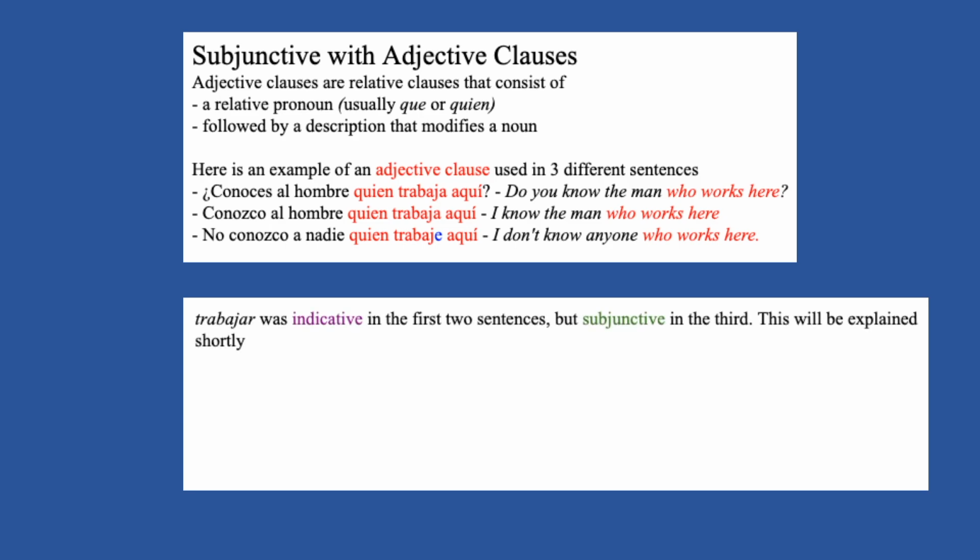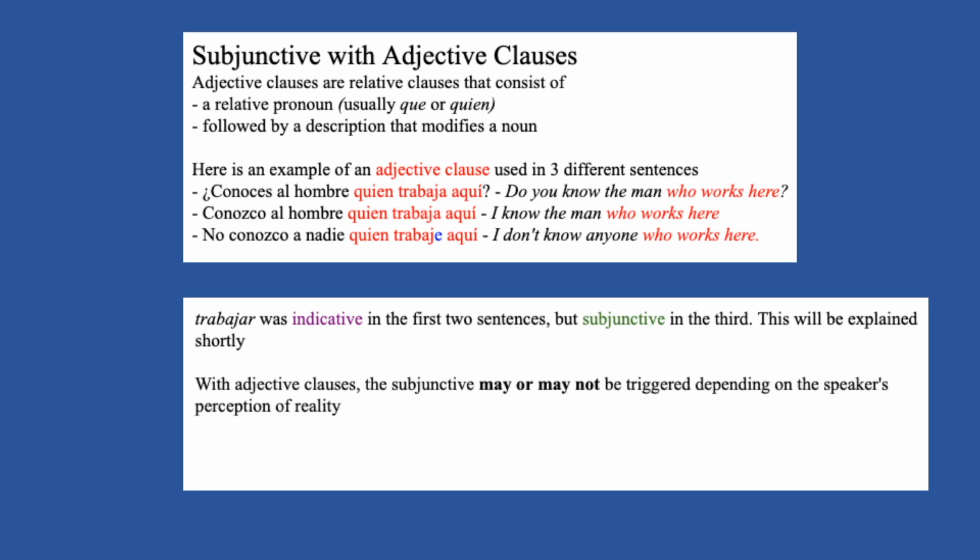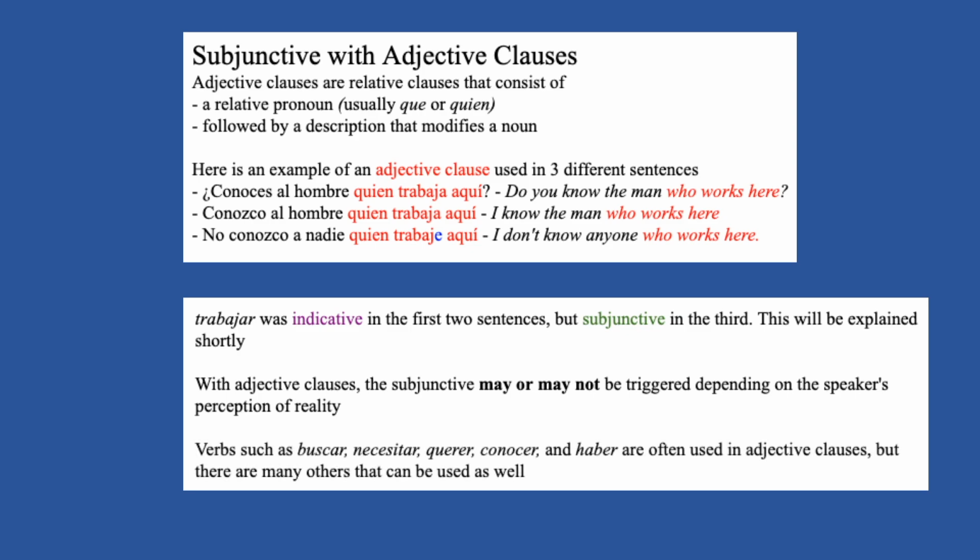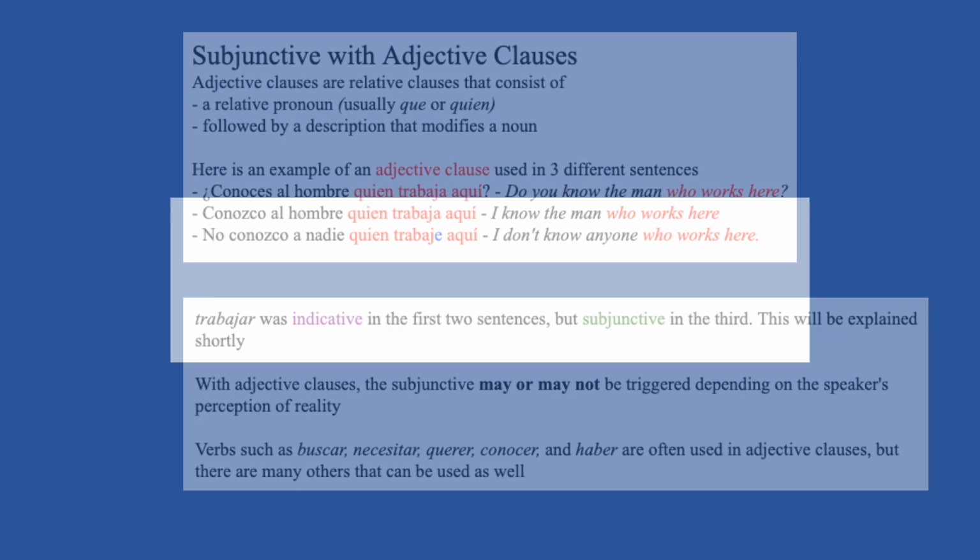In the first 2 examples, trabajar was indicative, but in the third example it was subjunctive, and we will see why shortly. With adjective clauses, the subjunctive may or may not be activated. It depends on the speaker's perception of reality. And oftentimes we have verbs such as buscar, necesitar, querer, conocer, and haber, which are used in these adjective clauses, but there are many others that can be used as well.